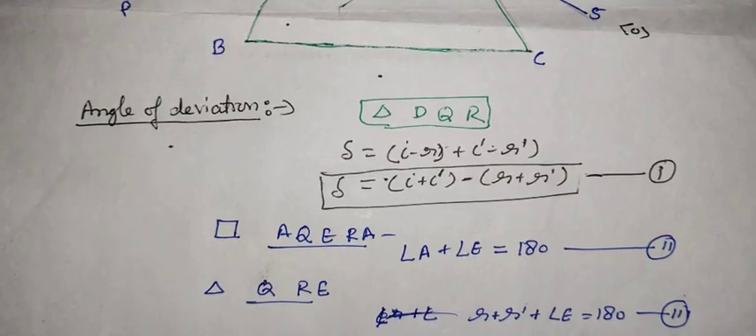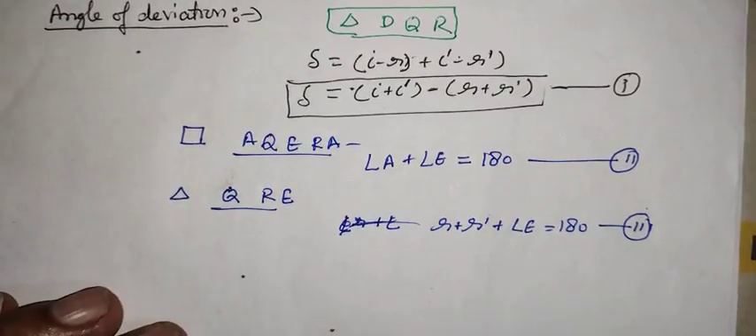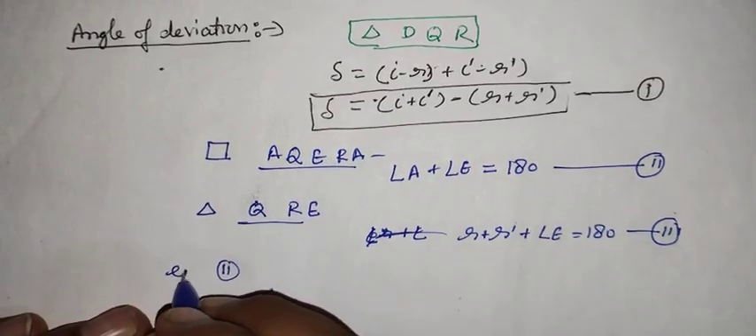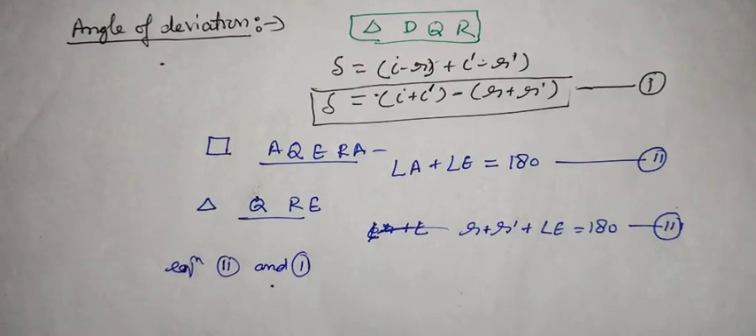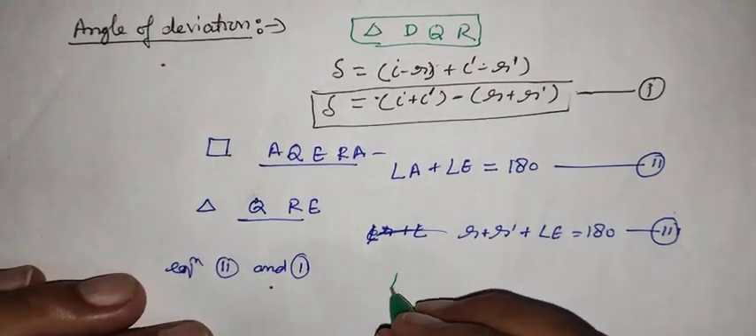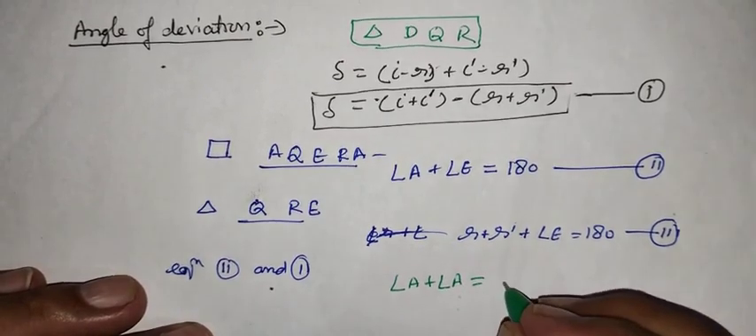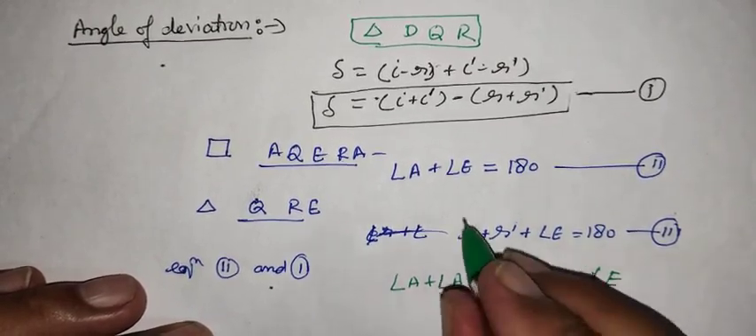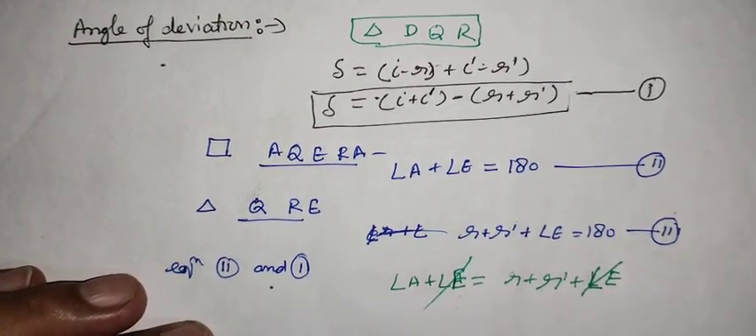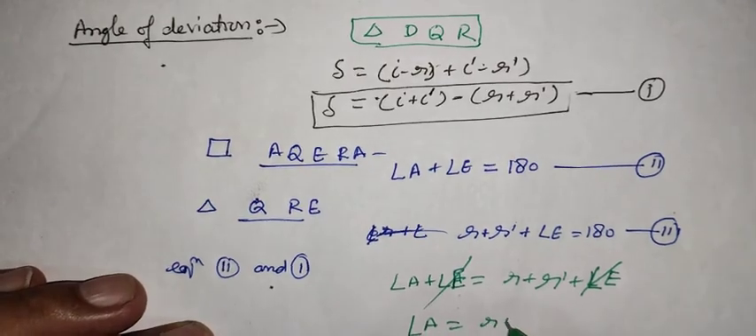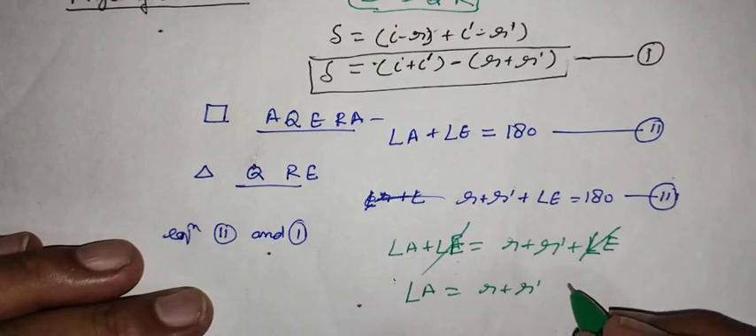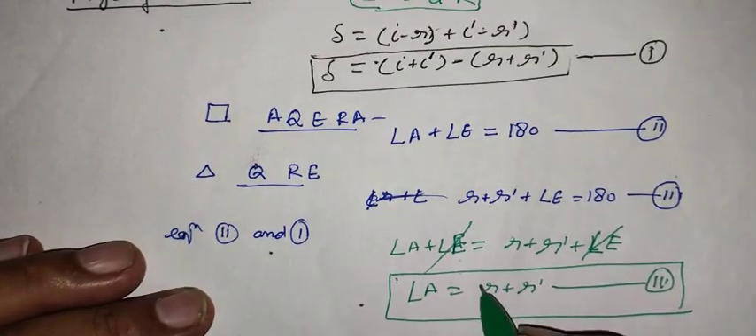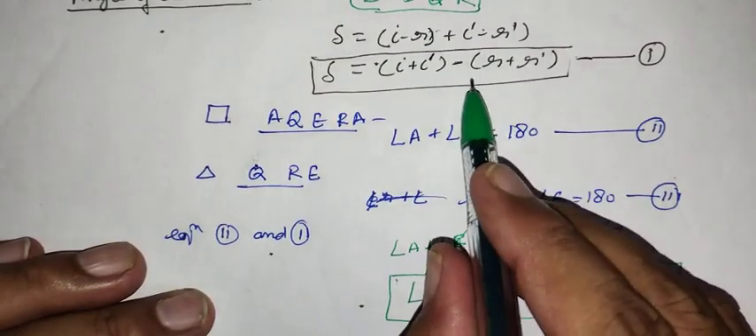Now compare these three equations carefully here. First of all, from equation 2 and 3, if the right hand side is 180 degree, this implies that angle A plus angle E is equal to R plus R dash plus angle E. It is angle A plus angle E. Angle E is cancelled by angle E. So angle A is equal to R plus R dash. Treat it as equation 4. Now we are going to place the value of R plus R dash in equation number 1.